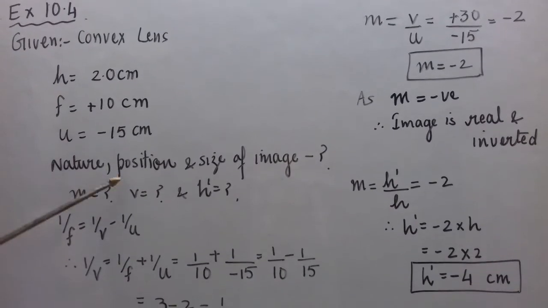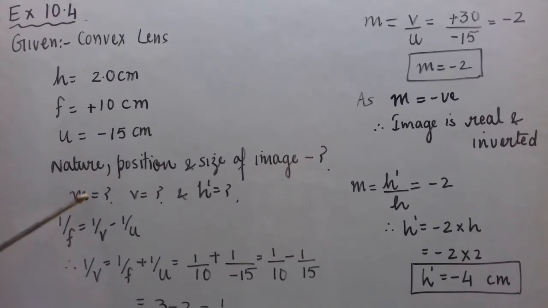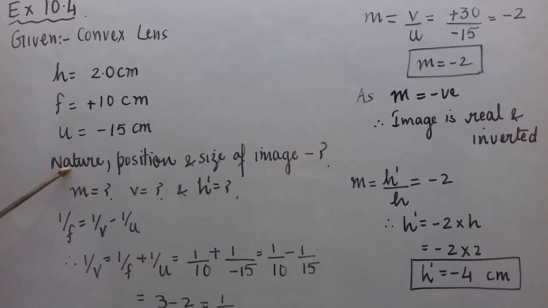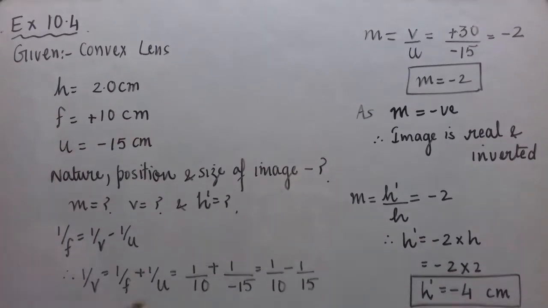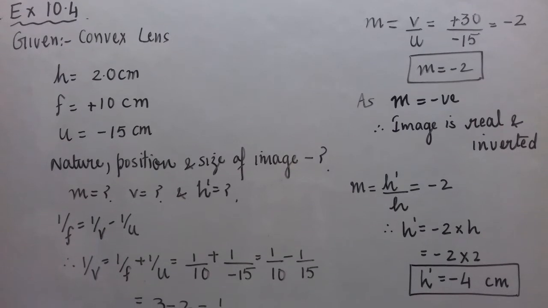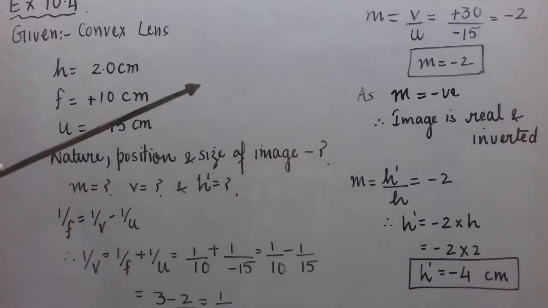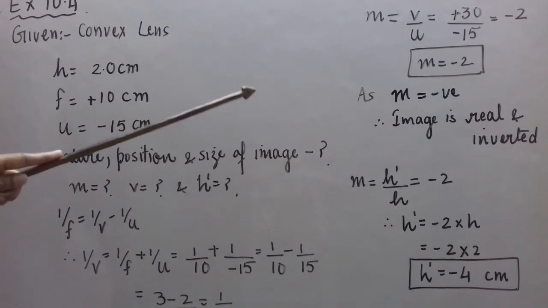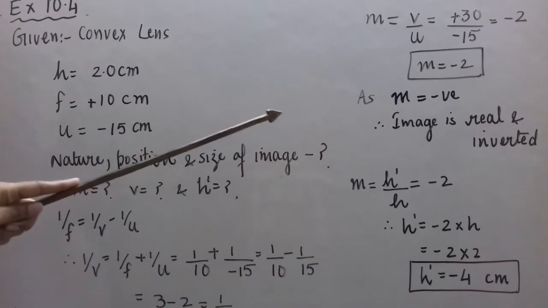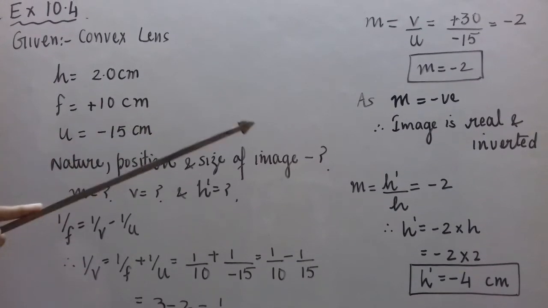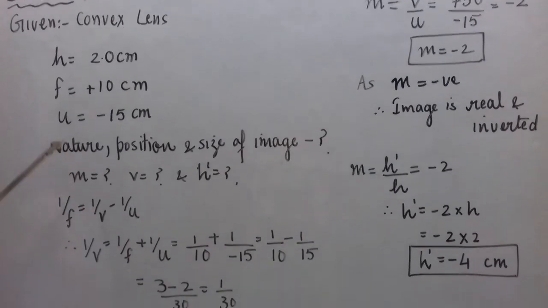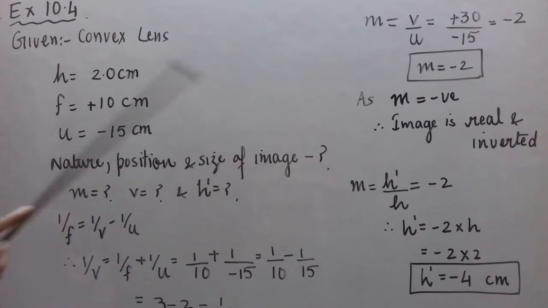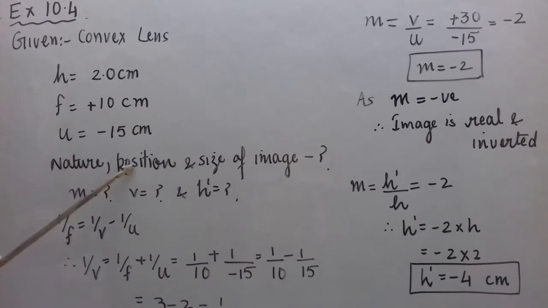Now, magnification. Magnification we are going to find because we have to find the nature. So magnification m is v upon u. I'm putting the value of v as plus 30 and u as minus 15. We get the answer for magnification as minus 2. Now as m is negative, the nature of image is real and inverted. So we have found nature, we have found position.